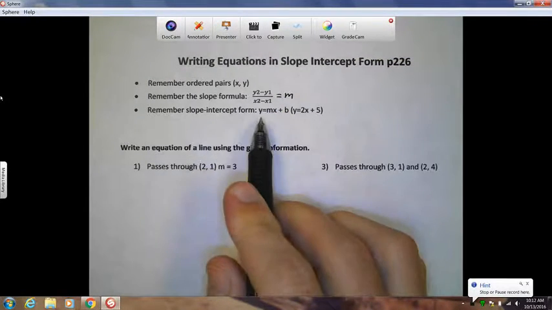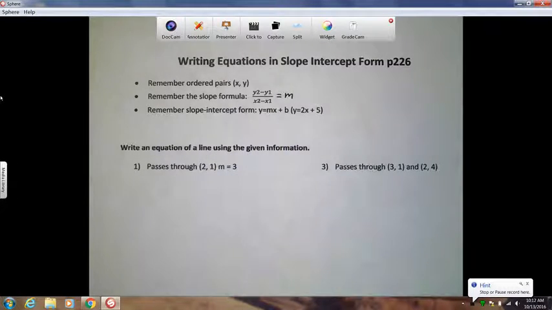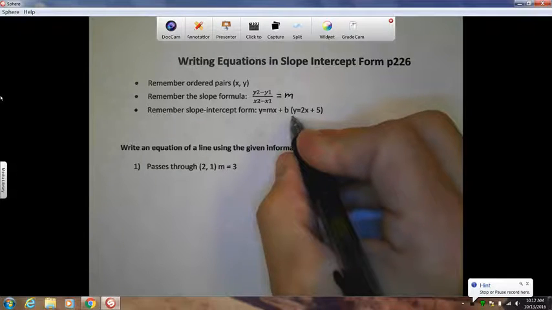Slope-intercept form is y equals mx plus b, and here's m. So that's the slope part of it. So make sure you have those memorized. When you write an equation in slope-intercept form, your answer looks like this.